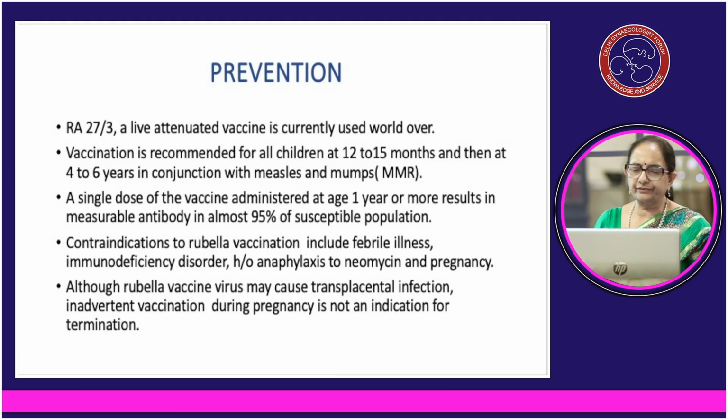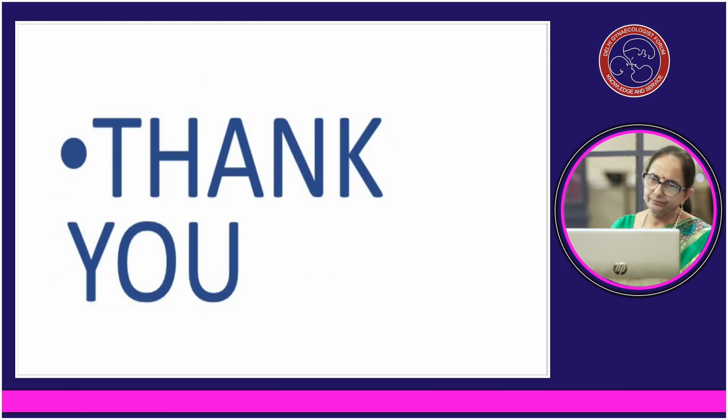A single dose of the vaccine administered at age 1 year or more results in measurable antibodies in almost 95% of the susceptible population. Contraindications to rubella vaccination include febrile illness, immunodeficiency disorder, history of anaphylaxis to neomycin, and pregnancy. Although rubella vaccine virus may cause transplacental infection, inadvertent vaccination during pregnancy is not an indication for termination.